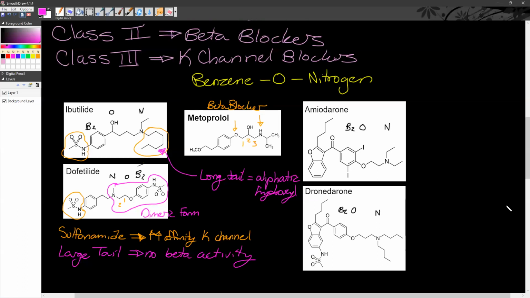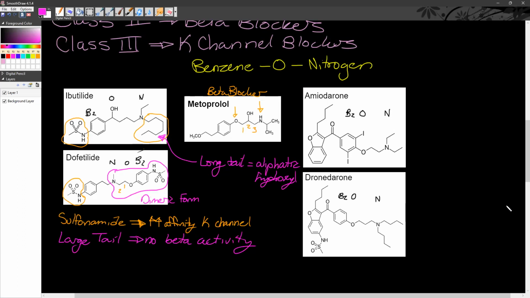All right, let's go into the other two. Amiodarone is a kind of interesting drug. Amiodarone has a couple of key pieces to it. The first is that we have this benzofuran. The benzofuran is an aromatic group.